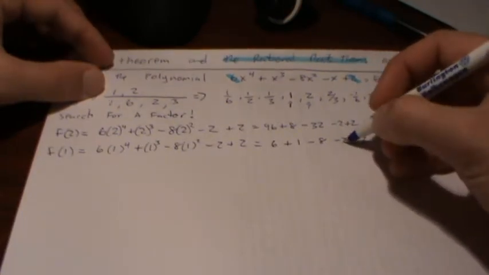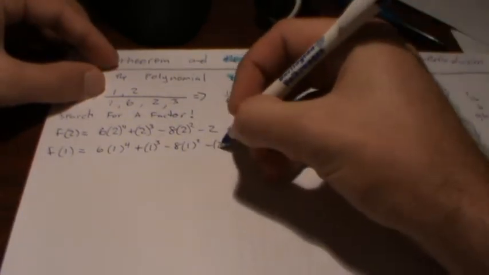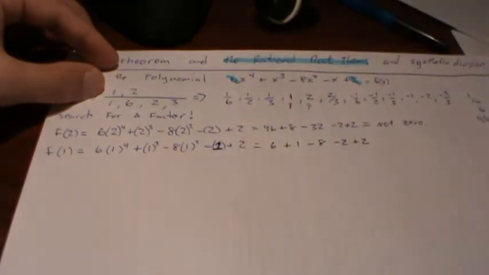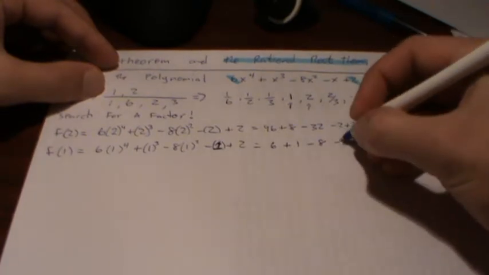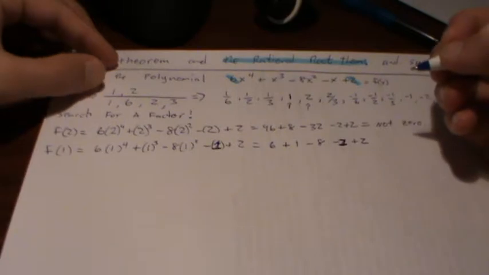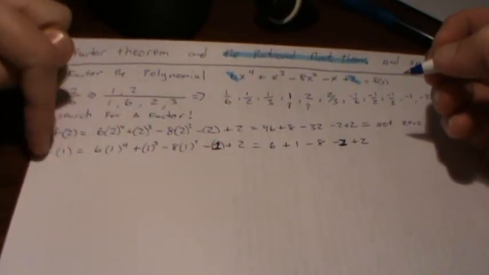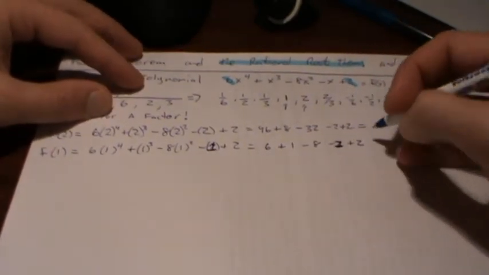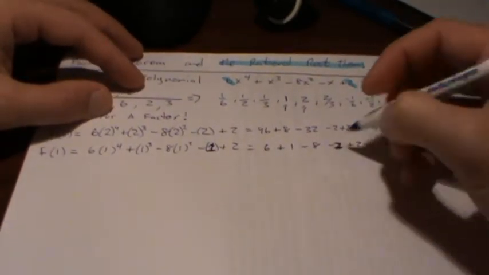Oops, this should be a 1 right there. So this should be a 1, because I'm evaluating the function at 1 this time, not 2. So I get 6 plus 1 is 7.